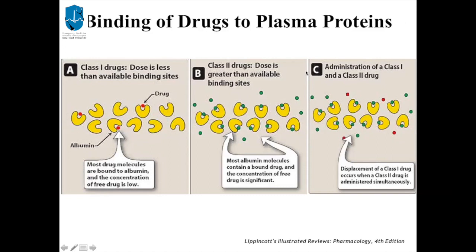We have different classes of drugs based on their binding to plasma protein. If you take class one, for example, the amount of the drug in the usual doses that we use is very small compared to the binding sites in albumin. So a lot of the albumin sites are still available for the drug to bind, so we have no issues there. But if you combine a class two drug, which we usually give in very large amounts that saturate the albumin binding, then you could release the class one drug from the albumin and cause more of it to be free and can act and cause toxicity.